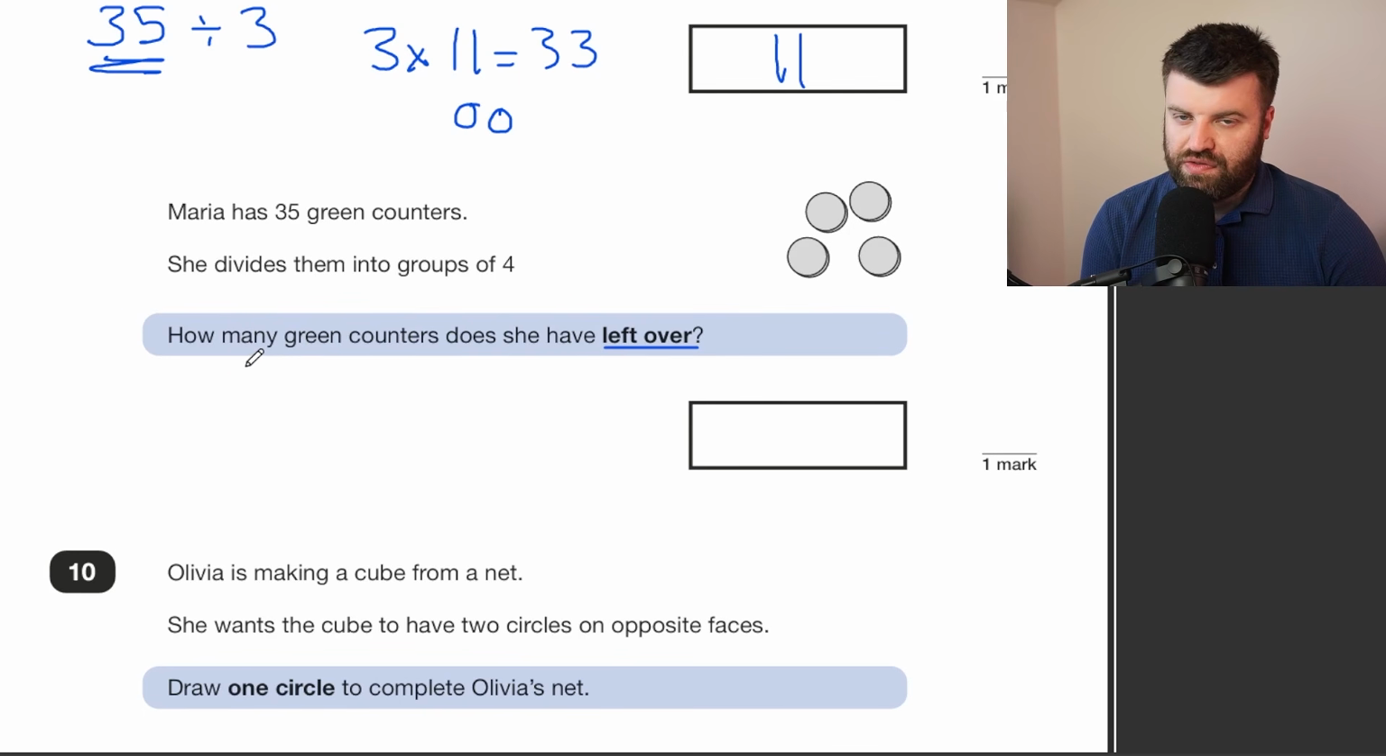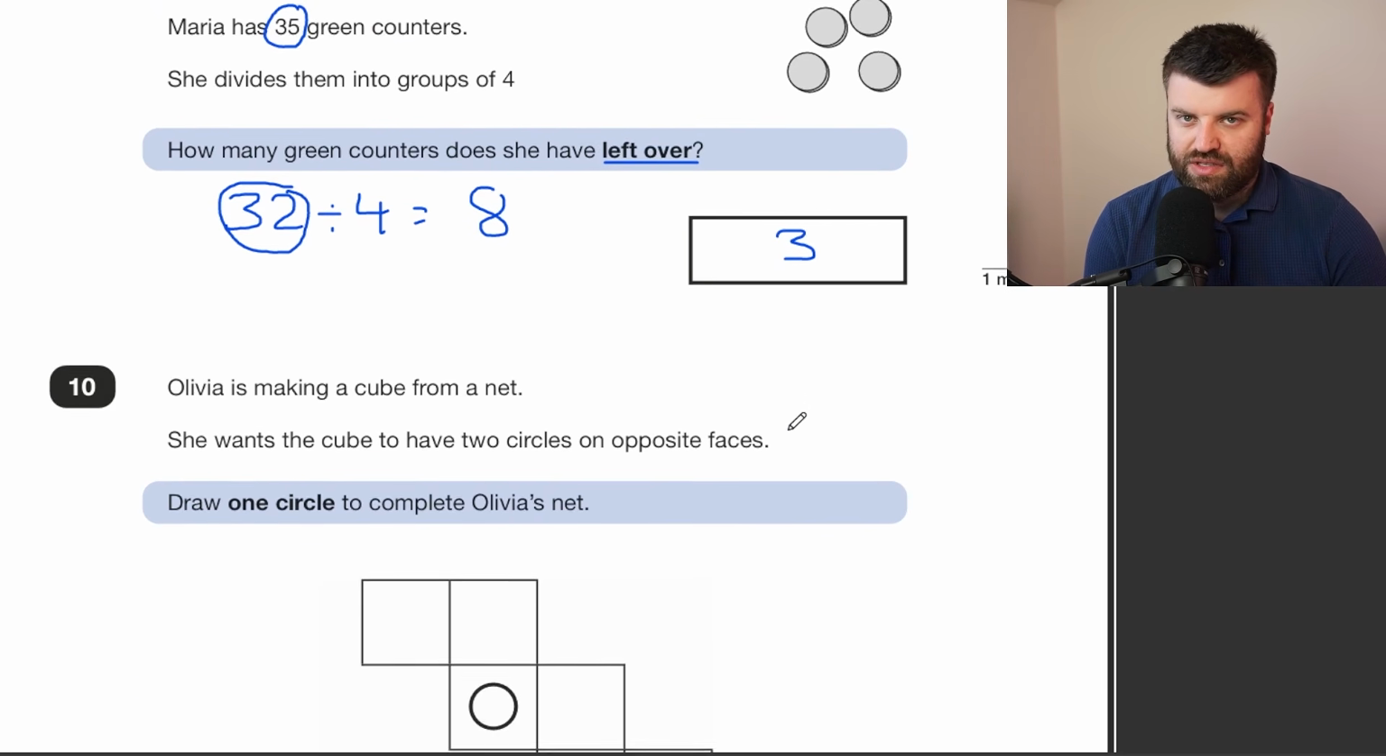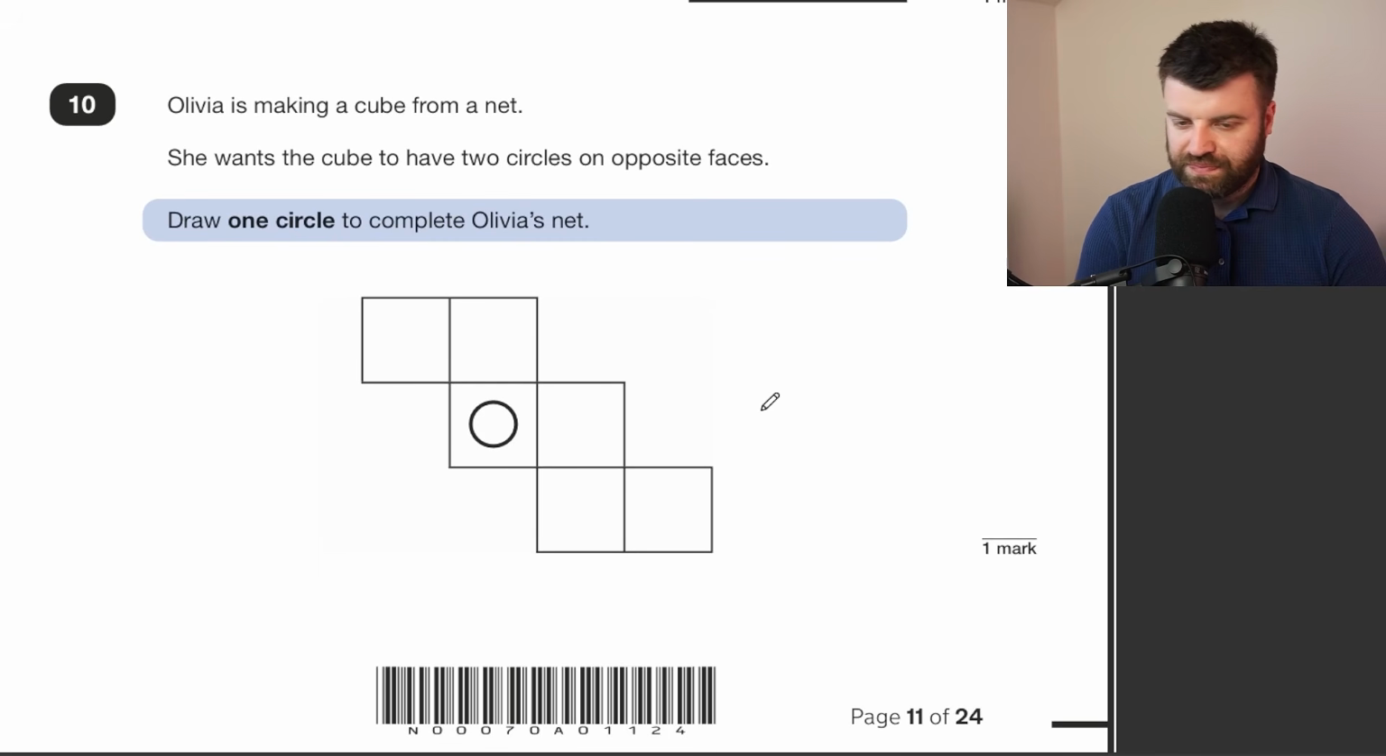If you count up in your fours, you can get to 28, then you can get to 32, but you can't get to 36. So you can have 32 of your counters in groups of 4. That would be 8 groups, exactly. But Maria has 35 green counters. So how many are left over? There are 3 left over, because 35 is 3 more than 32. And you can't make a group of 4 if you've only got 3. So the remaining counters here are 3. So it's all about counting up and seeing what's left.